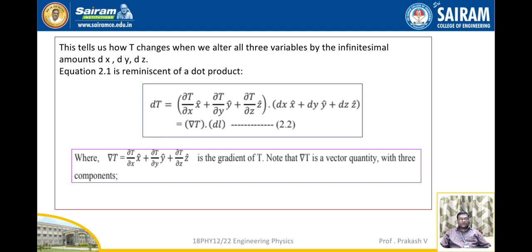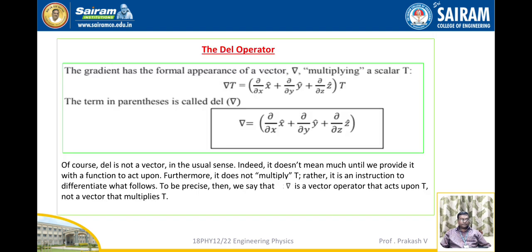Next, the del operator. The gradient has a formal appearance of a vector del multiplying a scalar t. So del t is equal to dou by dou x into x cap plus dou by dou y into y cap plus dou by dou z into z cap into t. Finally, the del can be written as dou by dou x into x cap plus dou by dou y into y cap plus dou by dou z into z cap.